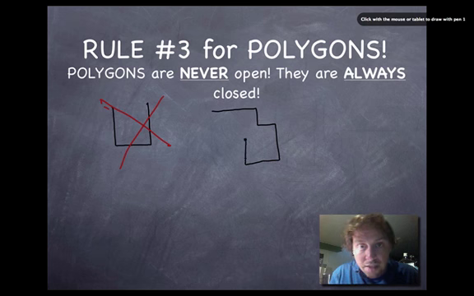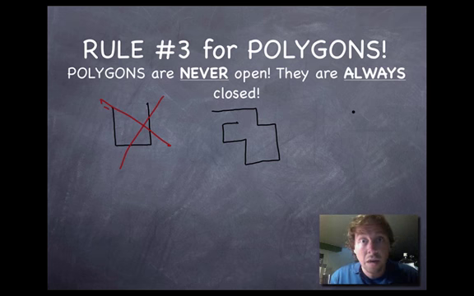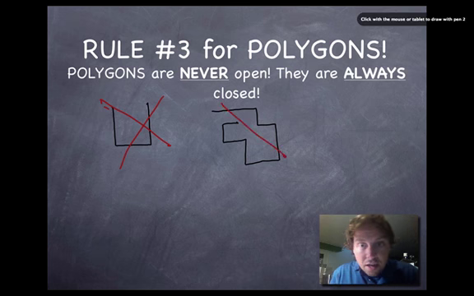Straight lines. I'm not going to cross any of them. Polygon? No. Why? Well, because there's an opening here. Look at that opening. Okay, that is not a polygon.